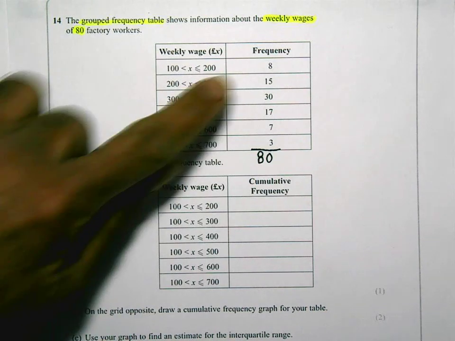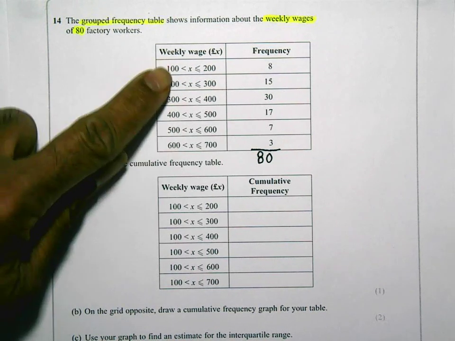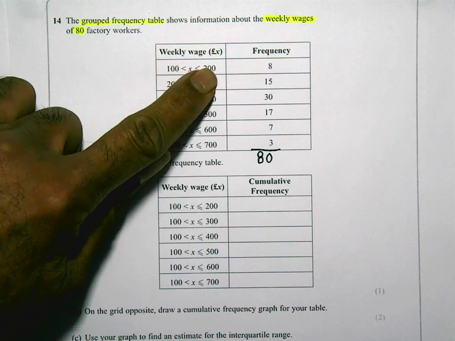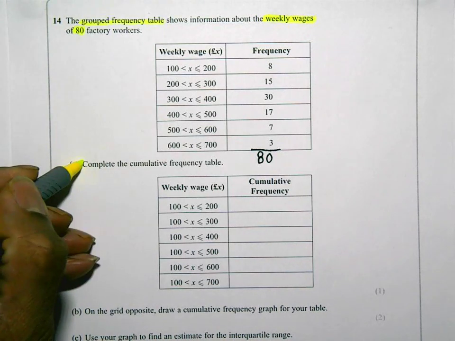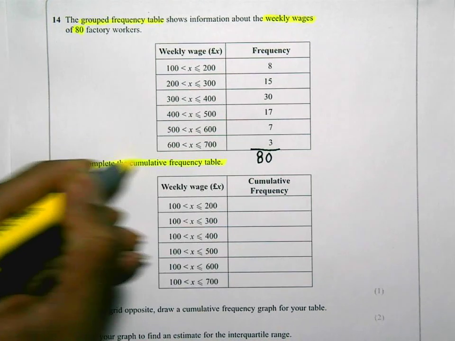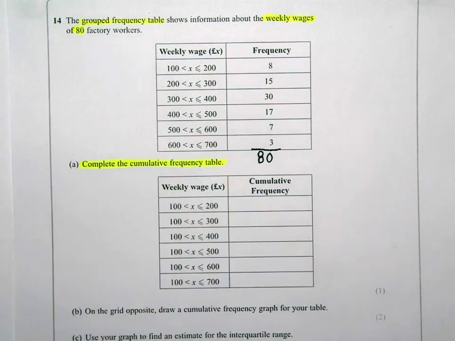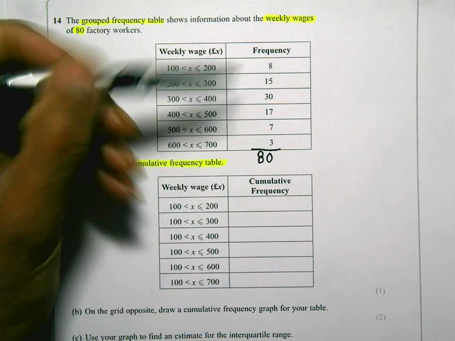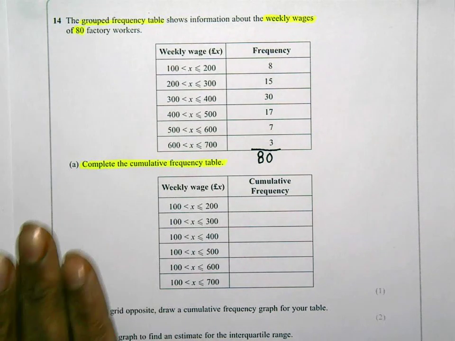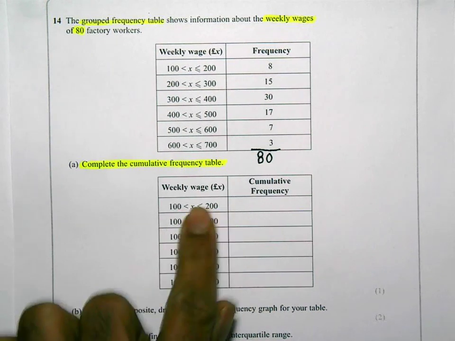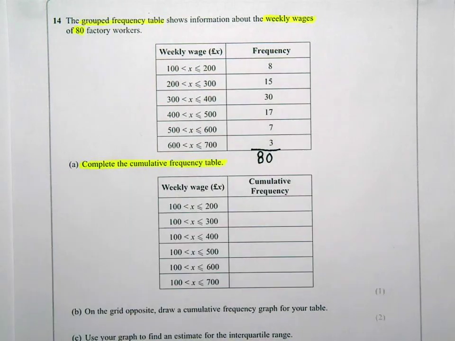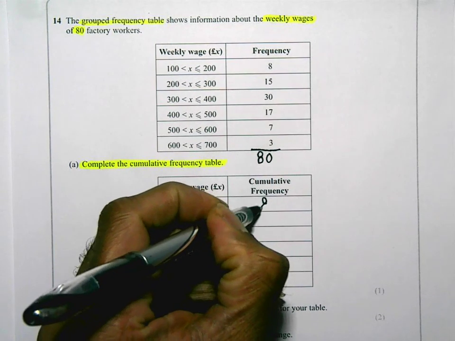So these are the groups, the weekly wages: £100 to £200, 8 people earn between that wage, and so on. Going on to part A. Part A says, complete the cumulative frequency table. If you get a question like that, this is pretty straightforward. A cumulative frequency table is how many people earned less than £200. So less than £200 altogether, it was just 8 people. It's just that first one there.